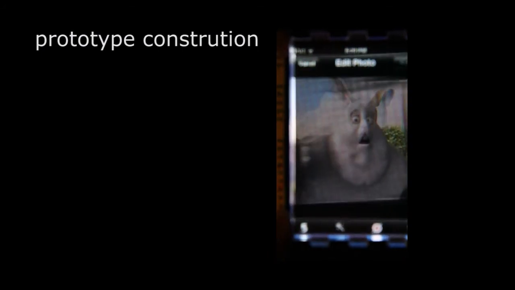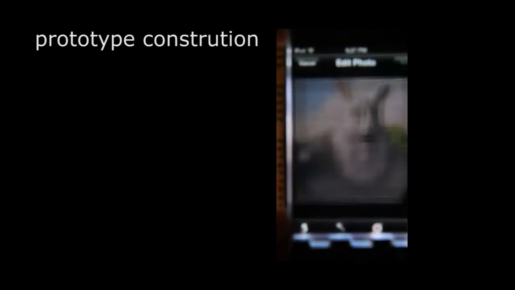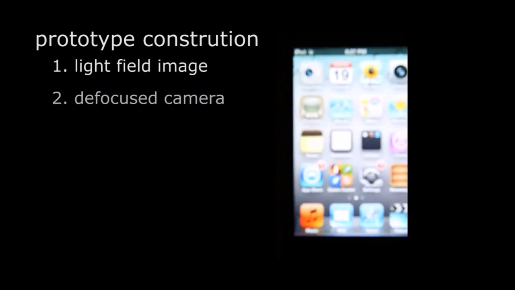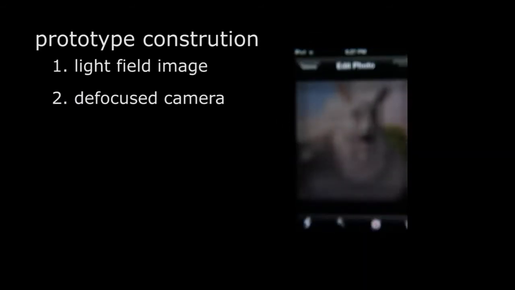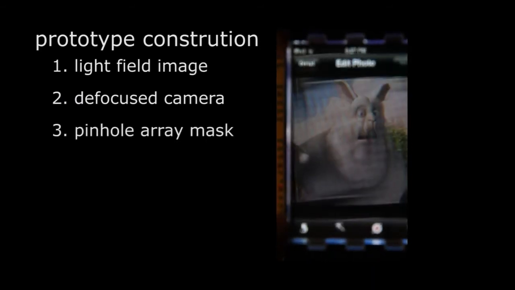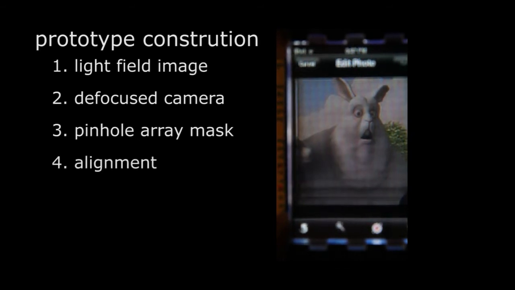The prototype is also easy to construct, and we will illustrate how to build it in a few seconds. We first show a pre-filtered light field image on display. When viewed by the defocus camera, everything is blurred. Placing a pinhole array mask on top reveals a sharp image after some alignment.